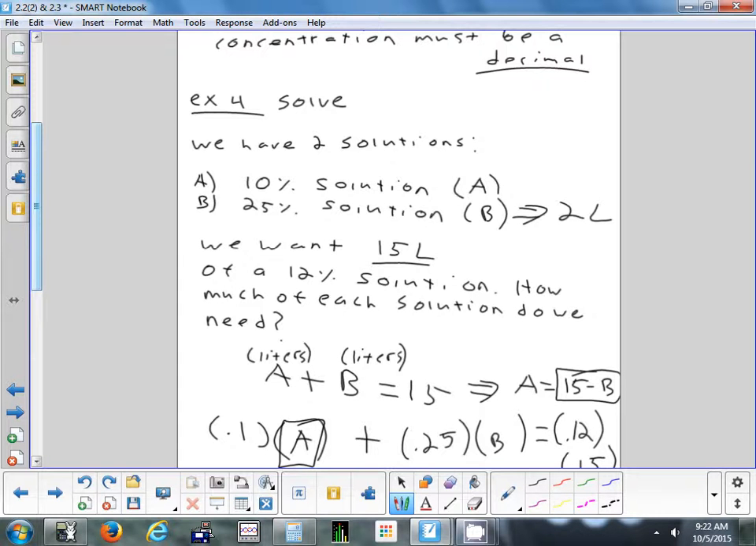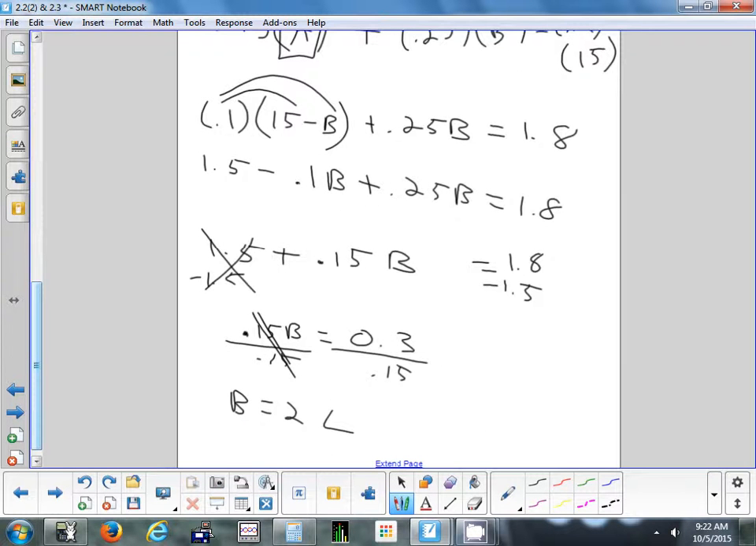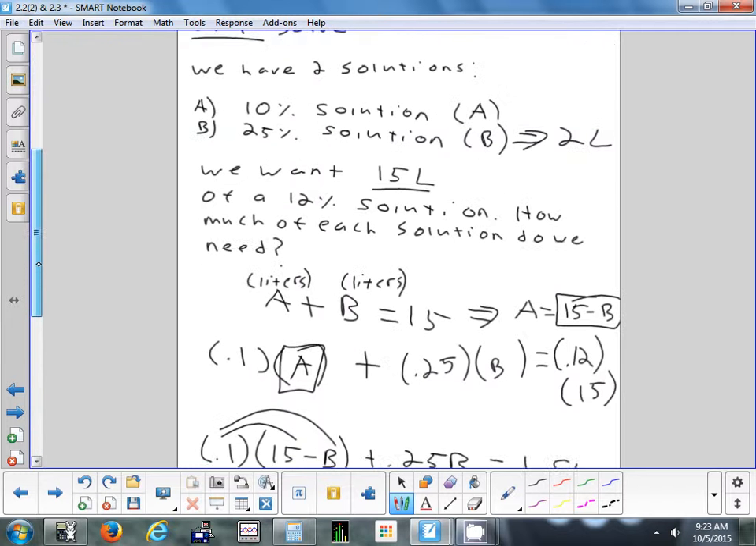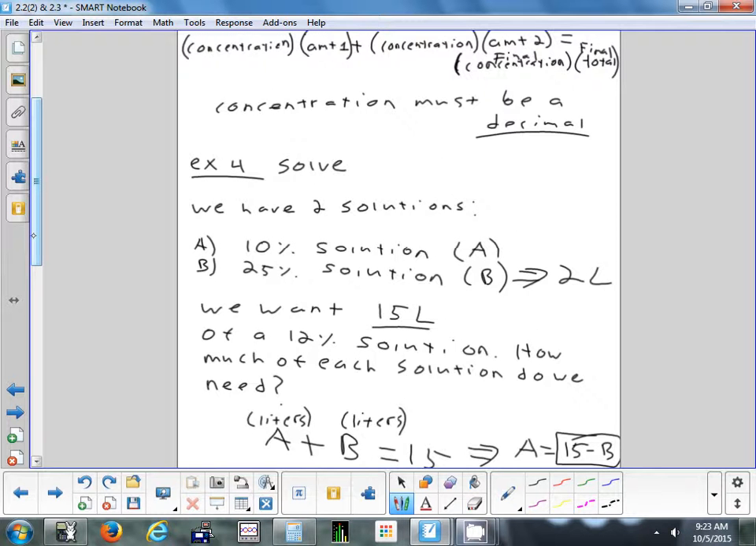Okay, so if I use 2 liters of solution B, how much of solution A do I need? Well, we should know now, because we know the total. It should be 13, because it said that we were going to mix a total to get 15. So if you use 2 of one, use 13 of the other.